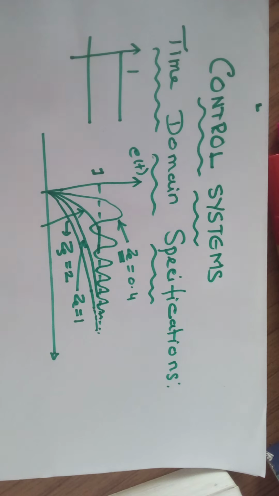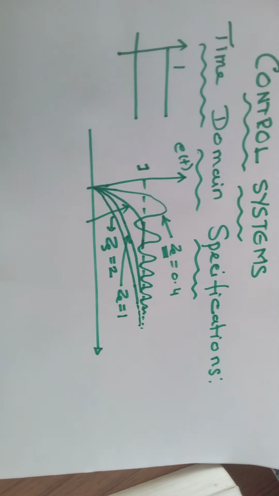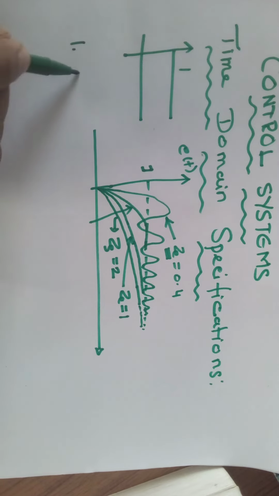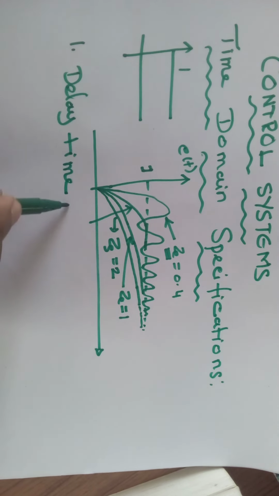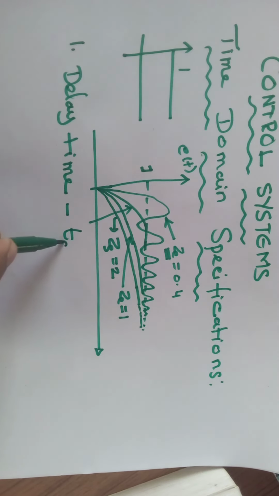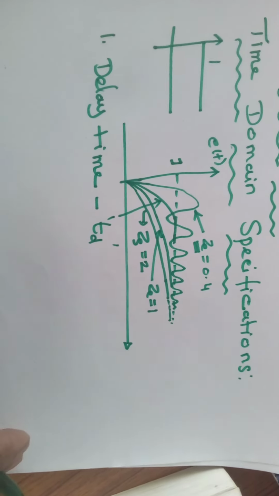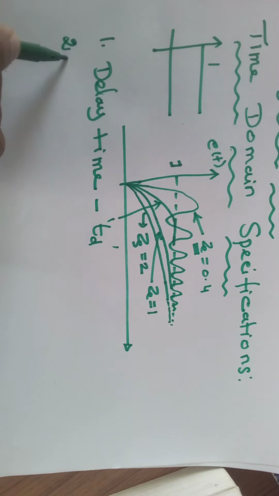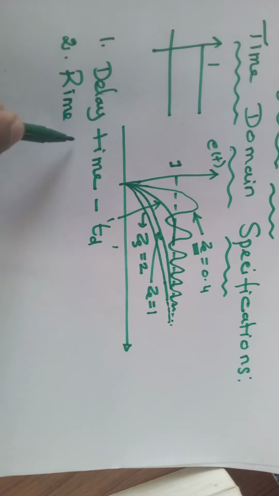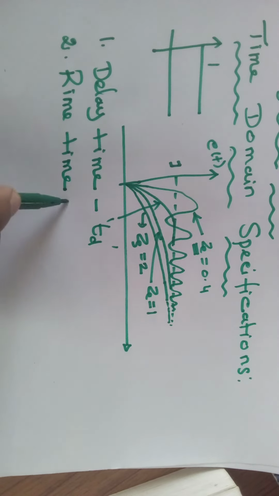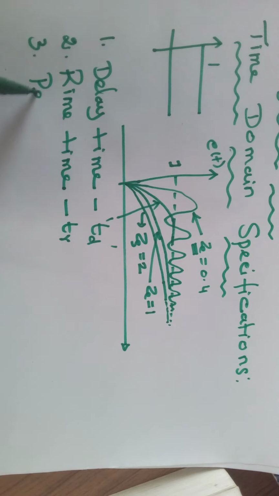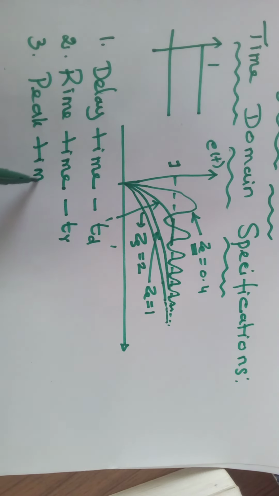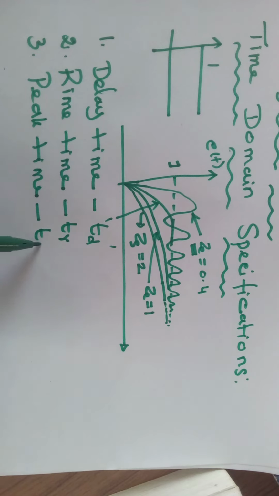Those terms are what we are going to see in this lecture. So what are the terms? Let us see. The first one is the delay time, which is represented as T suffix D. We will see these topics elaborately one by one. The next one is the rise time, represented as TR. And the third one is the peak time, represented as T suffix P, TP.